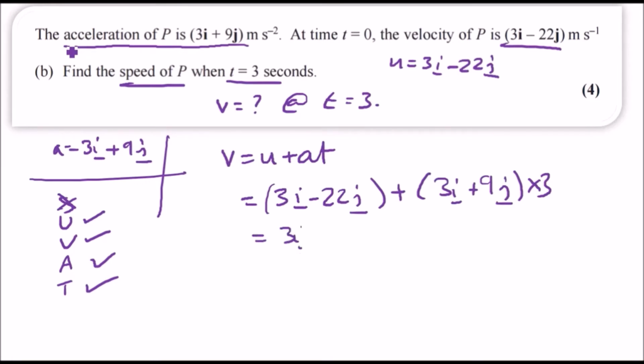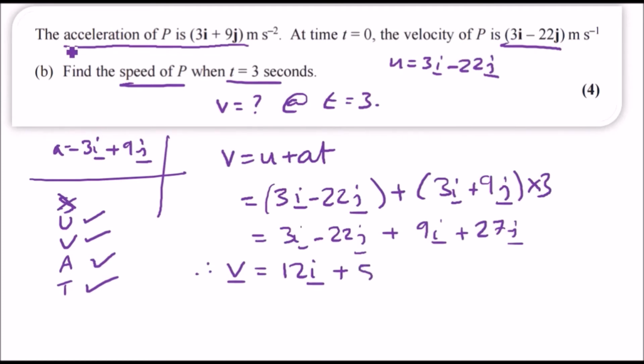So we got 3i minus 22j. Multiplying these terms across by 3, you can get 9i plus 27j. Correct my maths if I'm wrong, guys. And voila, the velocity v is going to be 3i plus 9i, which is 12i. Minus 22 plus 27j is plus 5j.